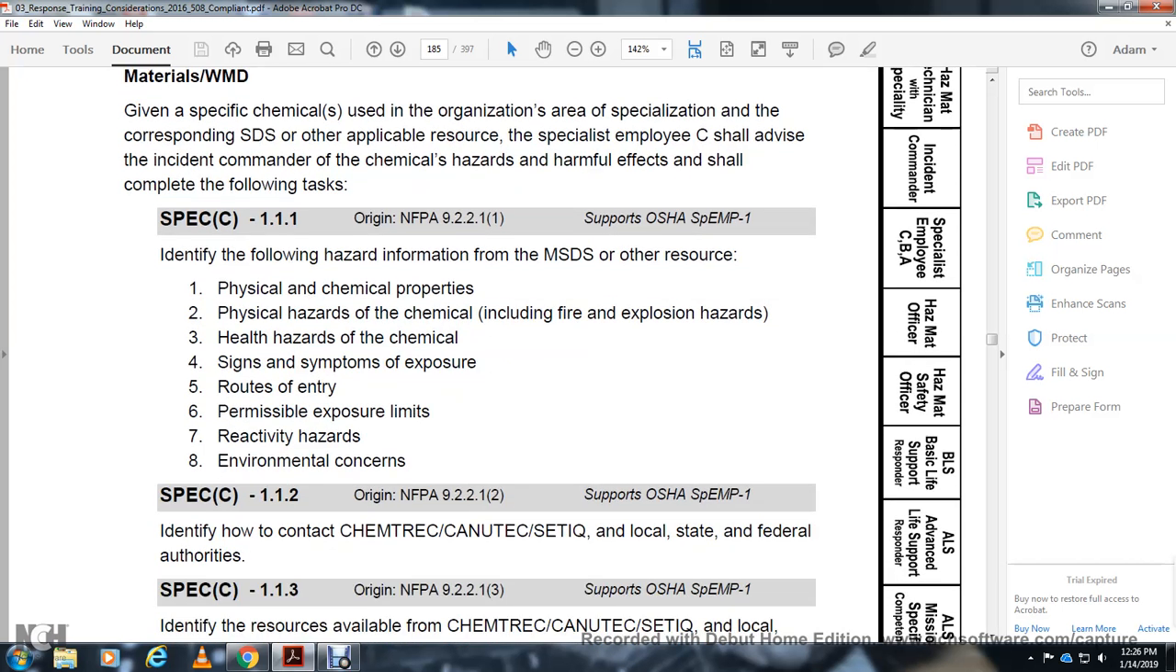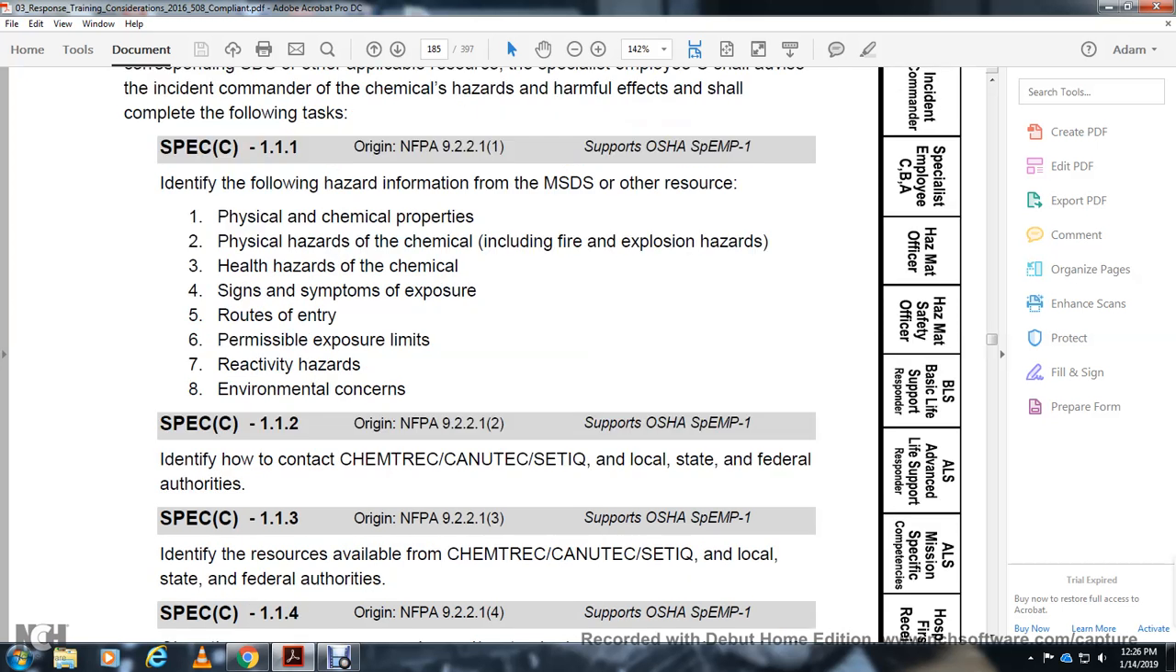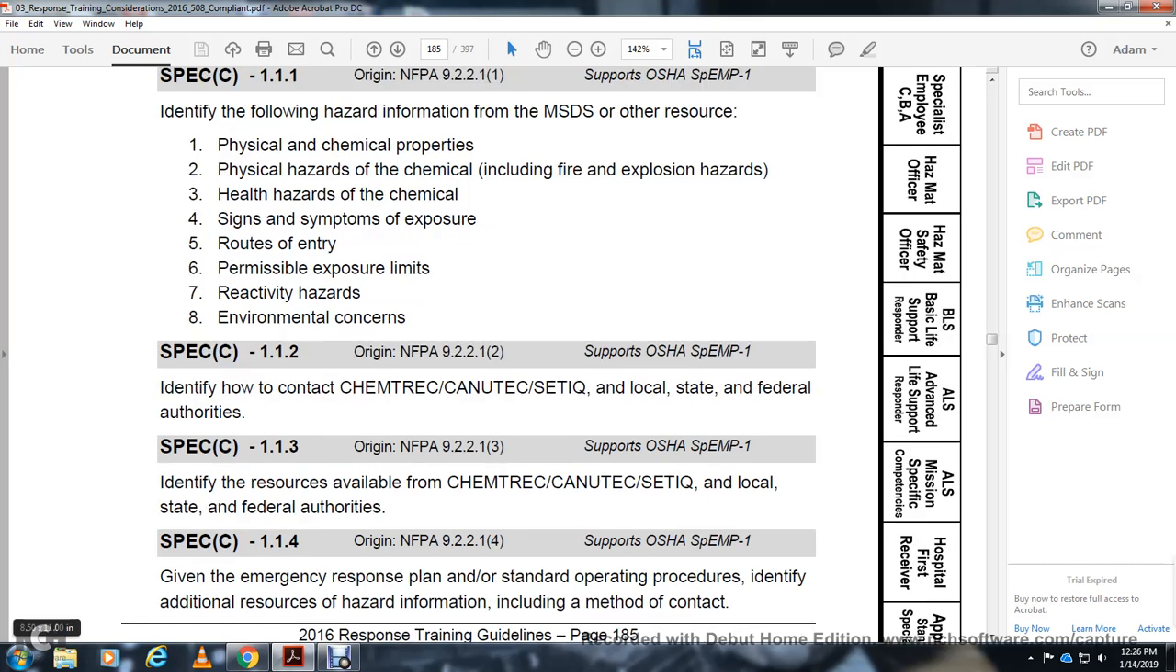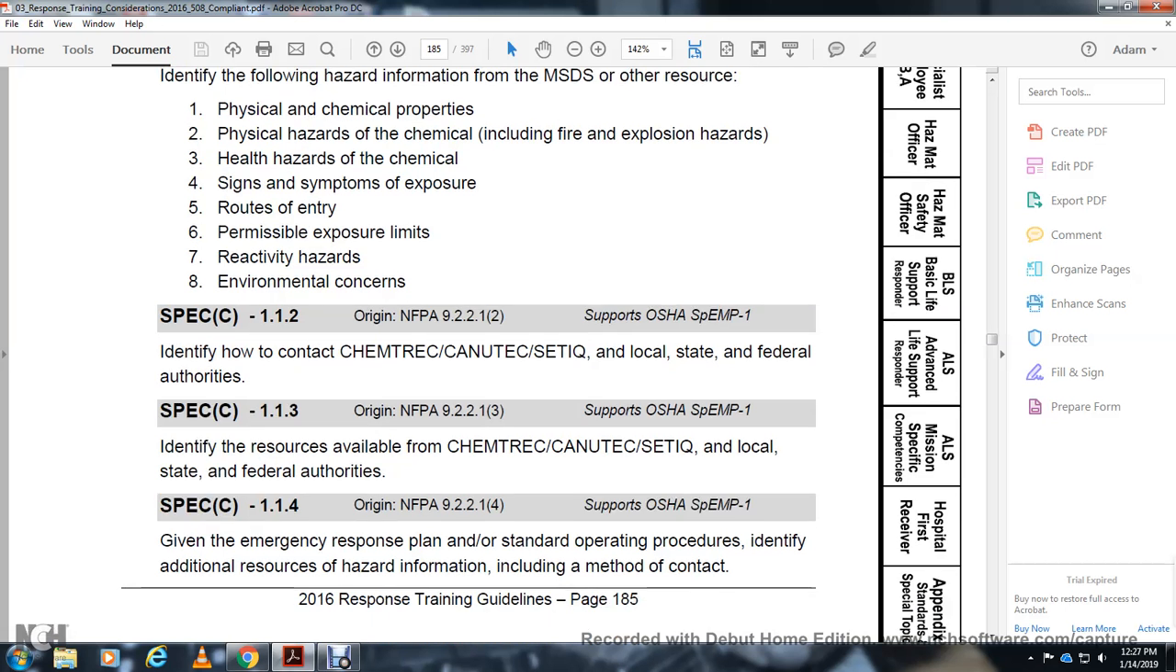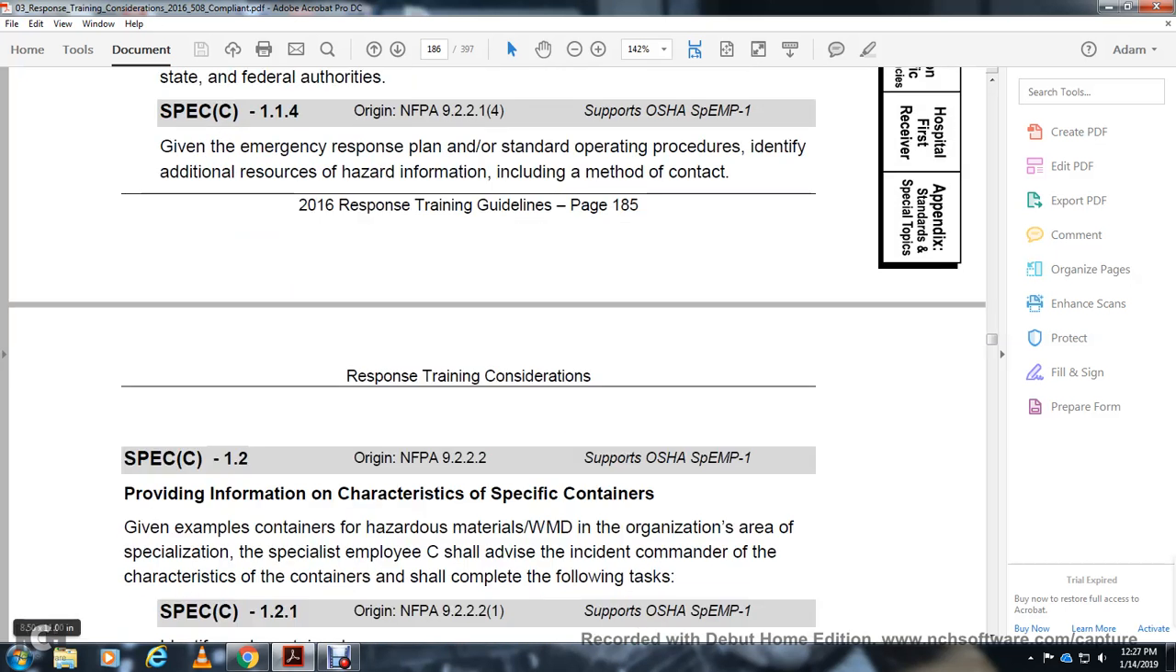Identify and contact CHEMTREC and other resources, and local, state, and federal authorities, giving the emergency response plan and standard operating procedure. Identify additional resources that have the information, and include the method of contact.